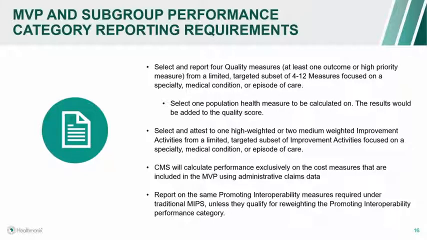For improvement activities, select and attest 1 high-weighted or 2 medium-weighted improvement activities from a limited targeted subset of improvement activities focused on a specialty, medical condition, or episode of care. For cost, CMS will calculate the performance exclusively on the cost measures that are included in the MVP using administrative claims data. And for promoting interoperability, the requirement is to report on the same PI measures required under traditional MIPS unless the reporter qualifies for reweighting the promoting interoperability performance category.